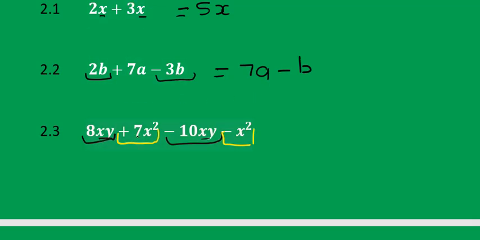Alright, starting with 7x squared and minus x squared. Of course, 7 minus 1 is 6. And then we come to the xy like terms. 8 minus 10 will give us minus 2. And of course, the like term is xy. Remember, the like term, you do not change. You must write it down as it is.